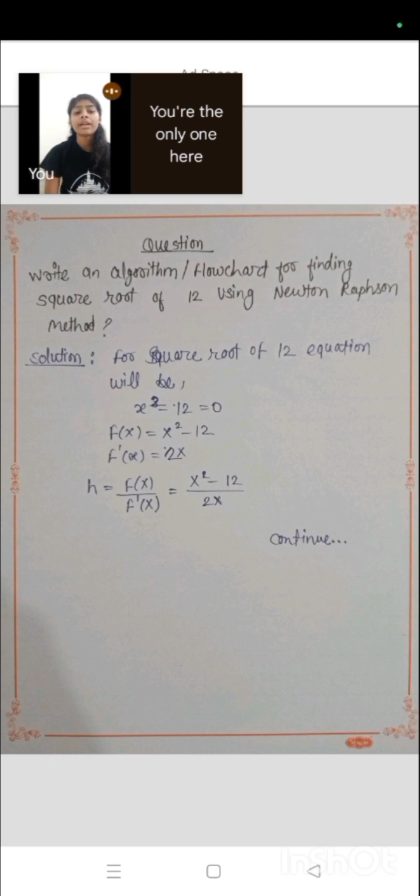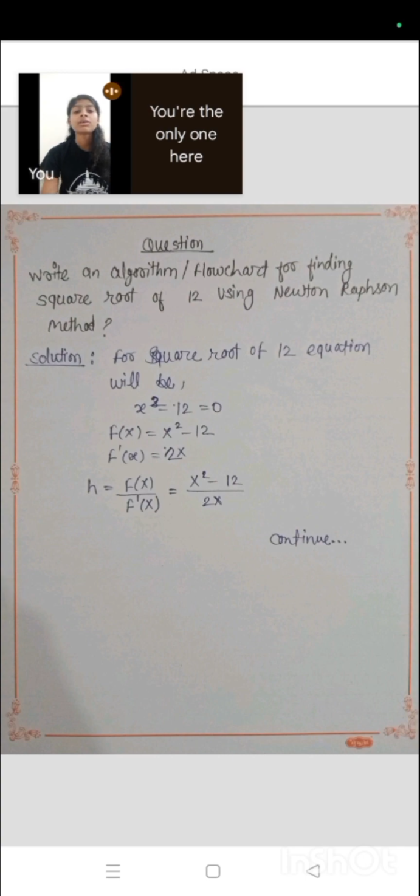So we write x square minus 12 is equal to 0, and we write f of x is equal to x square minus 12, and we find f dash of x is equal to 2x, and we will find the h value. H is equal to f of x upon f dash of x. We put the f of x value: x square minus 12 upon f dash of x, which is 2x. Okay, so the h value is x square minus 12 upon 2 into x.